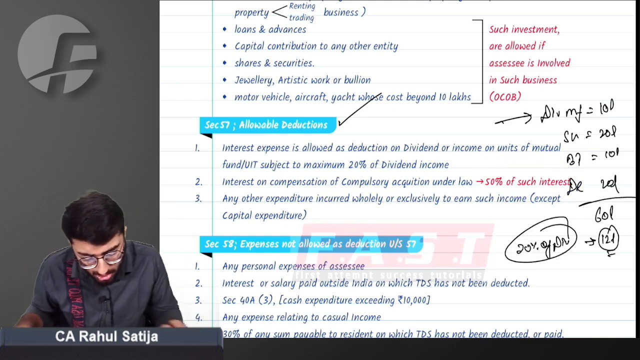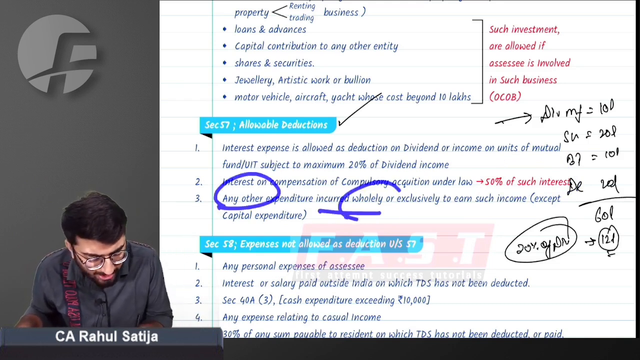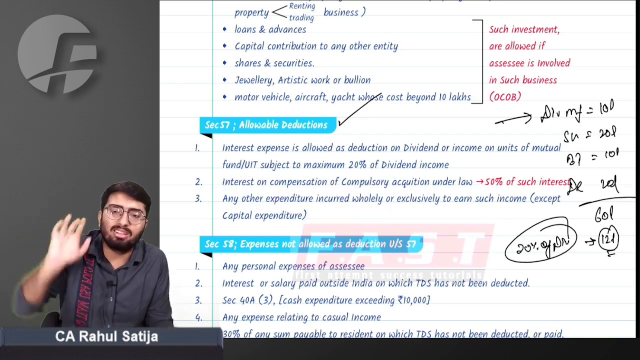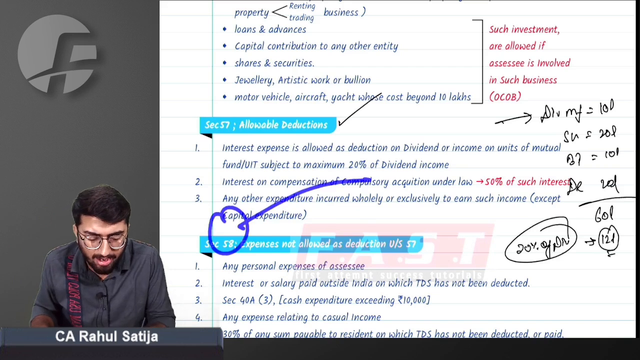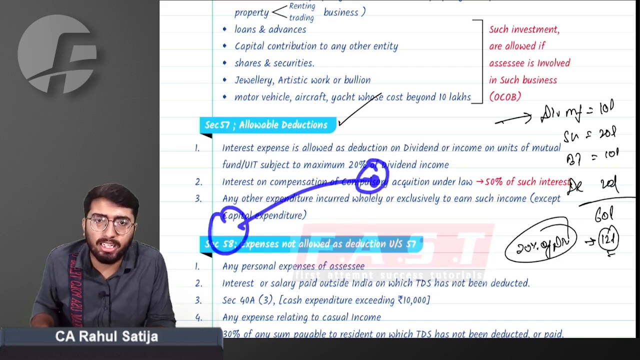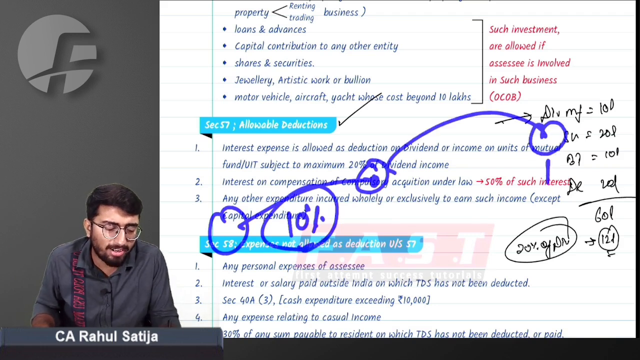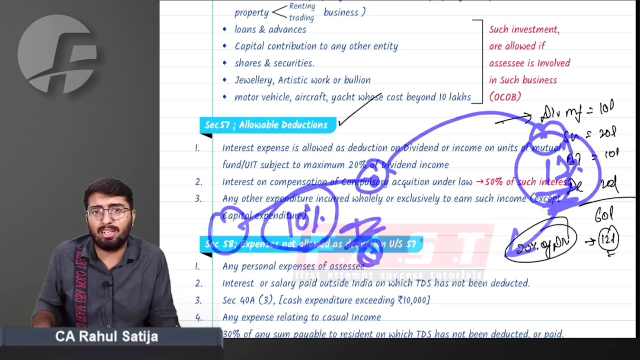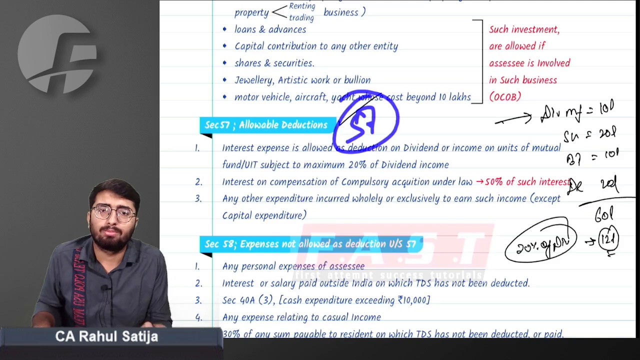50% deduction is clearly allowed. Third thing, if any expenditure is wholly incurred to earn such income. For example, sir, I pay interest to earn interest. Suppose I have received money at a lower interest, for example, 10%, and I am lending such money at 12%. For earning this 12%, I am paying this 10% now. So this 10% will be allowed as deduction under section 57.